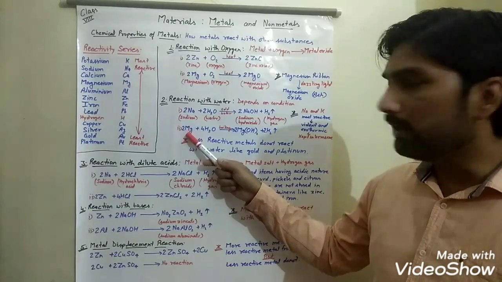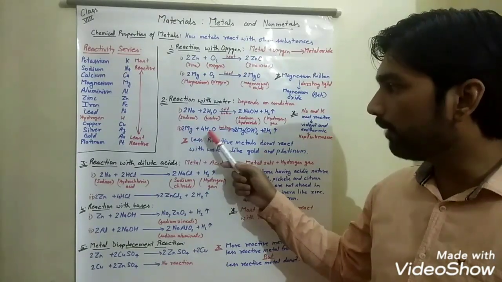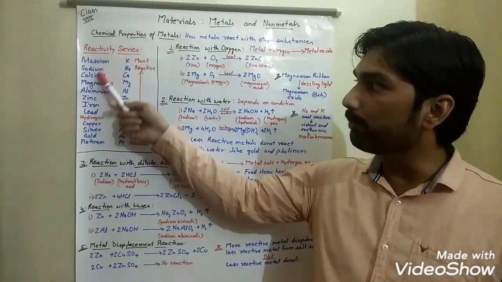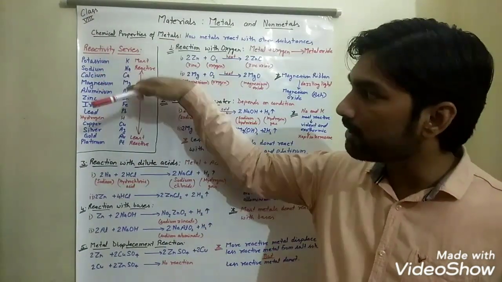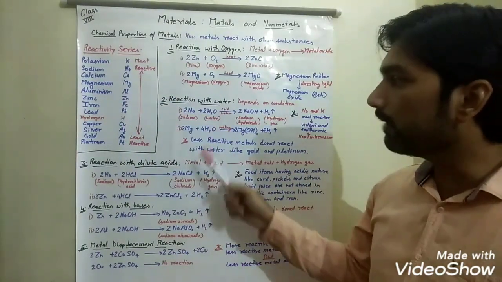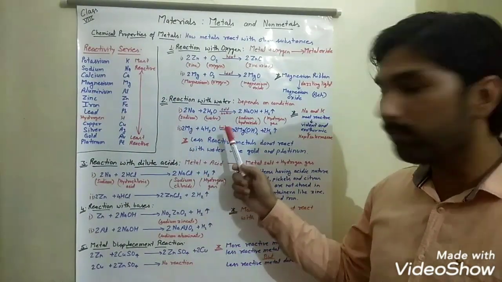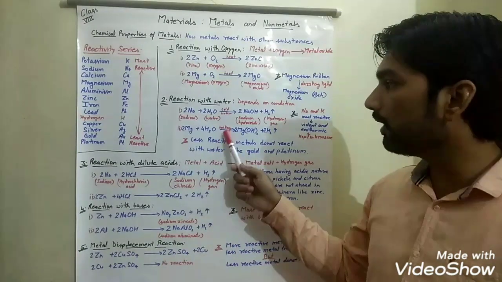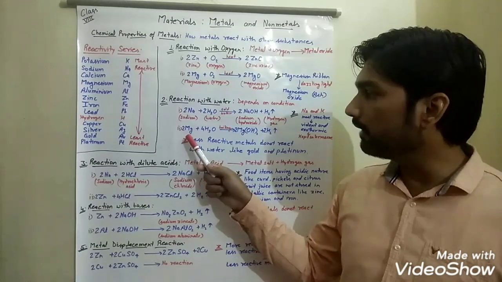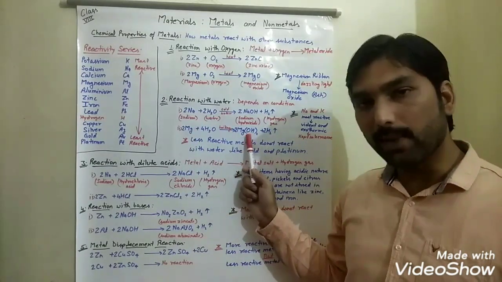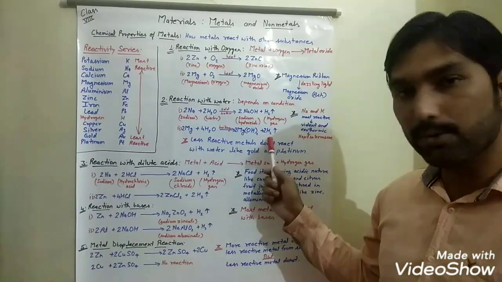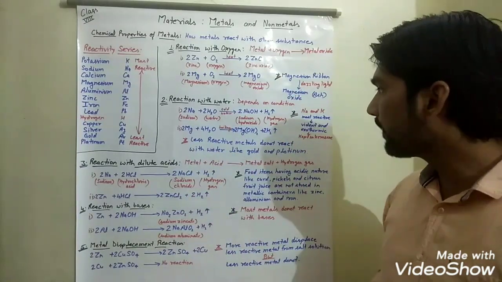In the same way, magnesium can react with water, but since magnesium is less reactive than sodium and potassium, you can see magnesium is placed below potassium and sodium. So to perform this reaction, magnesium and water, we have to use what? Temperature. In excess of boiling water, magnesium is going to convert into magnesium hydroxide, and hydrogen gas will be released.